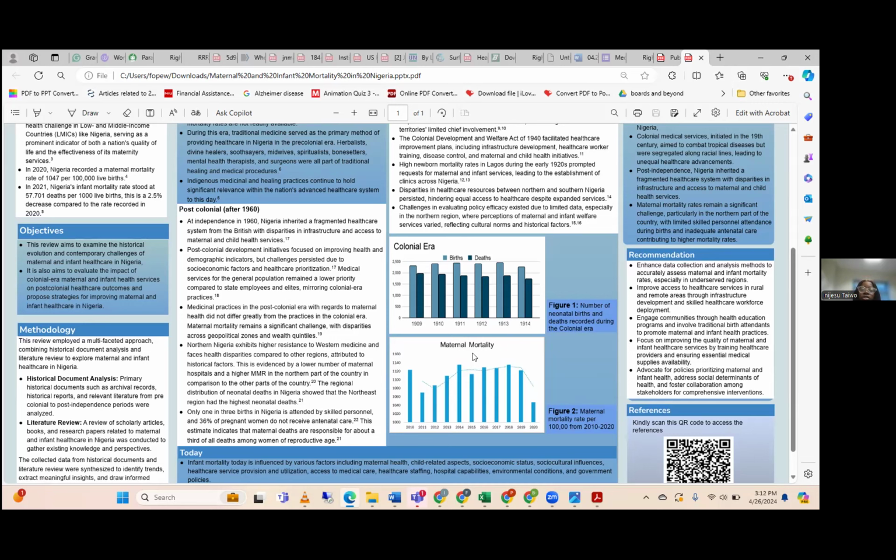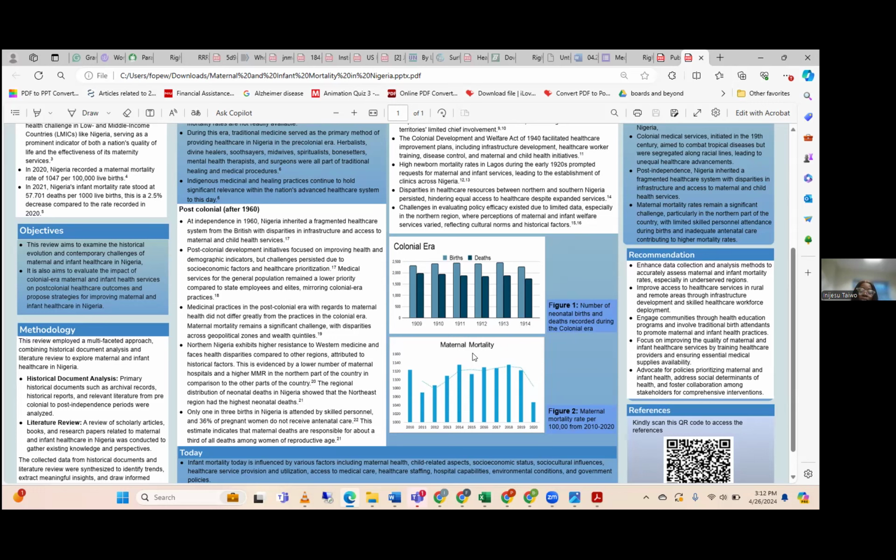Like I previously mentioned, different regions in Nigeria had different kinds of infrastructure. This was not something that was universal in the nation. When they were developing a particular part of the country, they neglected some other parts of the country. So this led to them inheriting a fragmented healthcare system. The post-colonial development initiatives tried to focus on health and demographic indicators, but challenges persisted due to different factors like socioeconomic factors and healthcare prioritization.